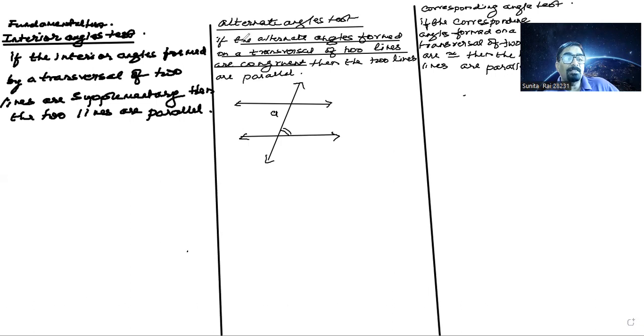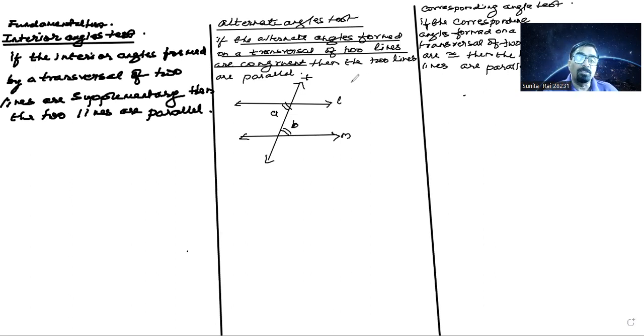So I told you, children, always the antecedent helps me to draw the picture and also write given. What is an antecedent? Antecedent is the statement which follows this: the alternate angles formed on a transversal of two lines are congruent. So I draw two lines, and draw their transversal. I name the two lines L and M, and the transversal is T. The alternate angles formed are A and B. If A and B are congruent, then I can say the two lines are parallel. So I have drawn this figure according to this antecedent.